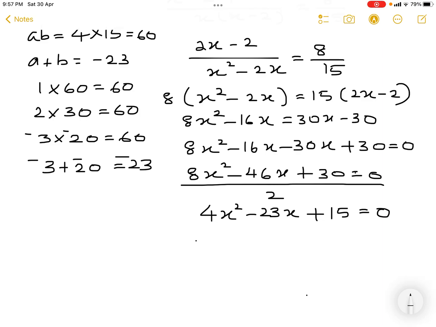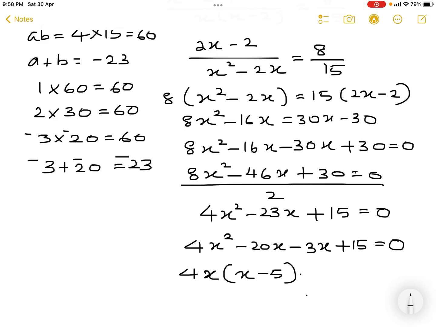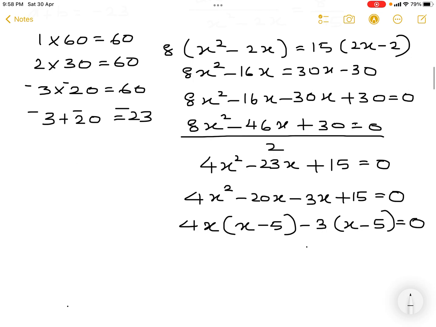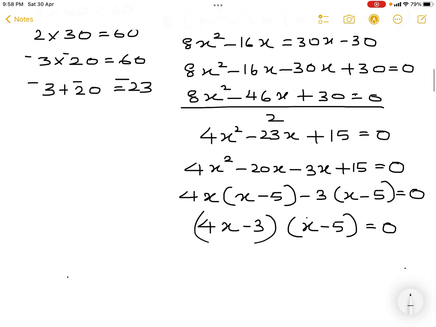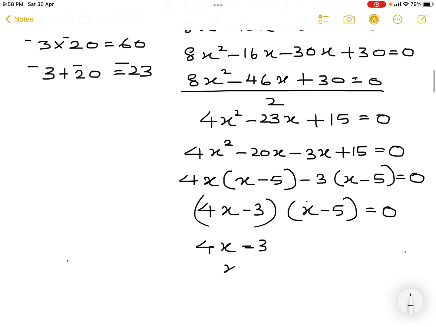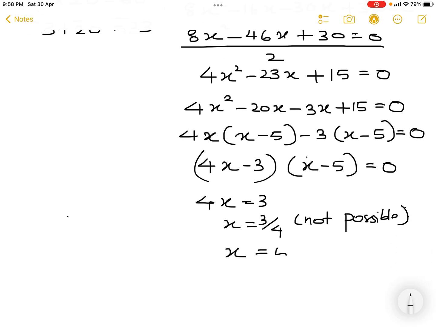So we split minus 23x as minus 20x minus 3x: 4x squared minus 20x minus 3x plus 15 is equal to 0. 4x into (x minus 5) minus 3 into (x minus 5) is equal to 0. So (4x minus 3) into (x minus 5) is equal to 0. 4x is equal to 3, x is equal to 3 by 4. Not possible. So x is equal to 5.